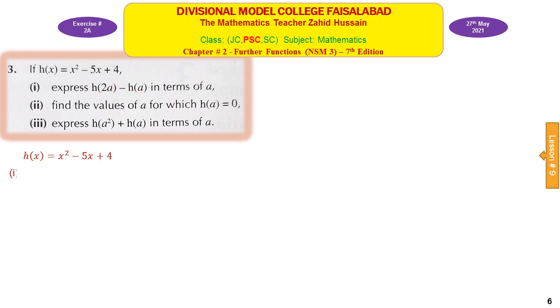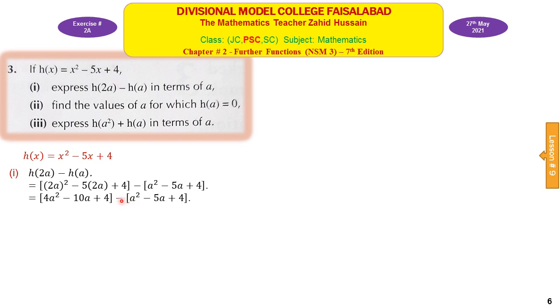So first you will replace x by 2a, and we will get 2a square minus 5 into 2a plus 4, because x has to be replaced with 2a. And then minus sign and replace x with a in this function. Simplify within the bracket, we get 4a square minus 10a plus 4.